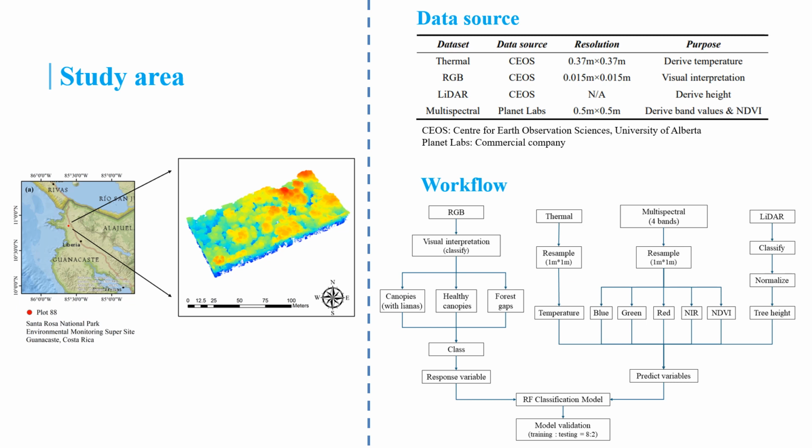For that thermal infrared image, I derived temperature. And for the multispectral image with 4 bands, I derived those 4 bands plus 1 vegetation index. That's NDVI. It's calculated by red and near infrared. Besides, I used LiDAR data to derive tree height information. So finally, I used all these metrics or variables to develop a random forest classification model.